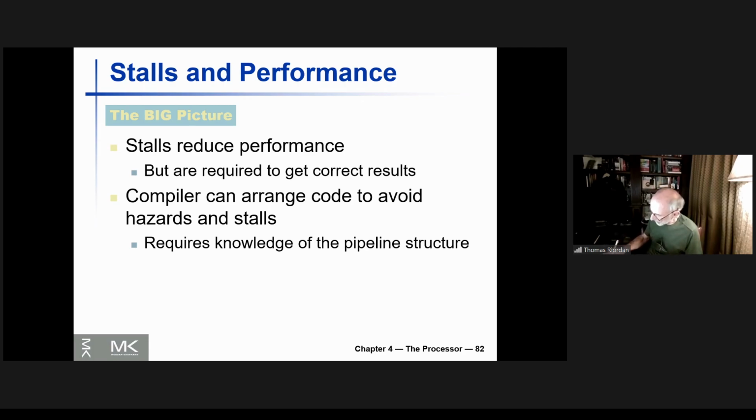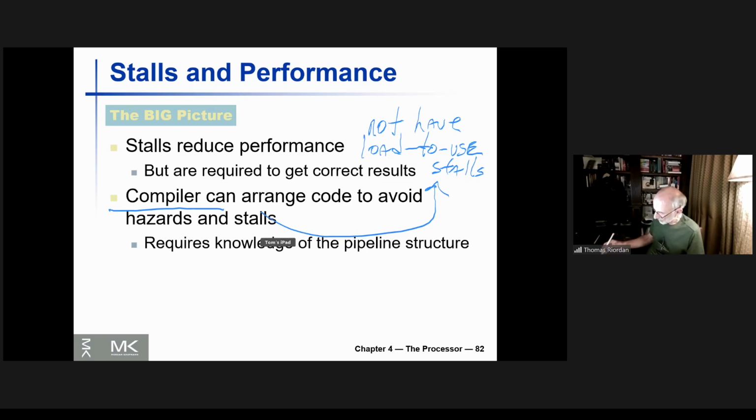So again, we want to not have load-to-use stalls. And so again, we would like the compiler to help us do that. It says requires knowledge of the pipeline. Well, it doesn't require much knowledge. I mean, all you do is tell it that you want to not put the use of a load right after the load, and the compiler can try and do that.